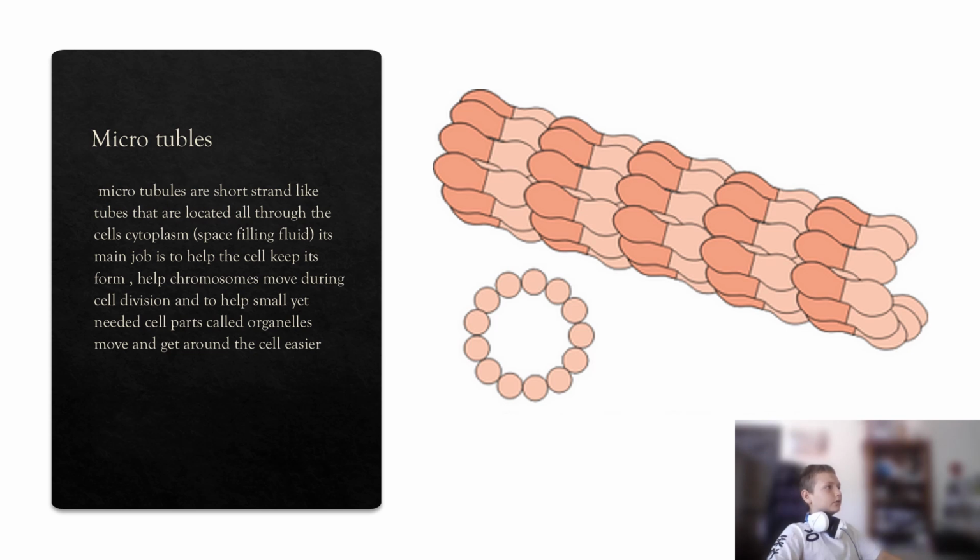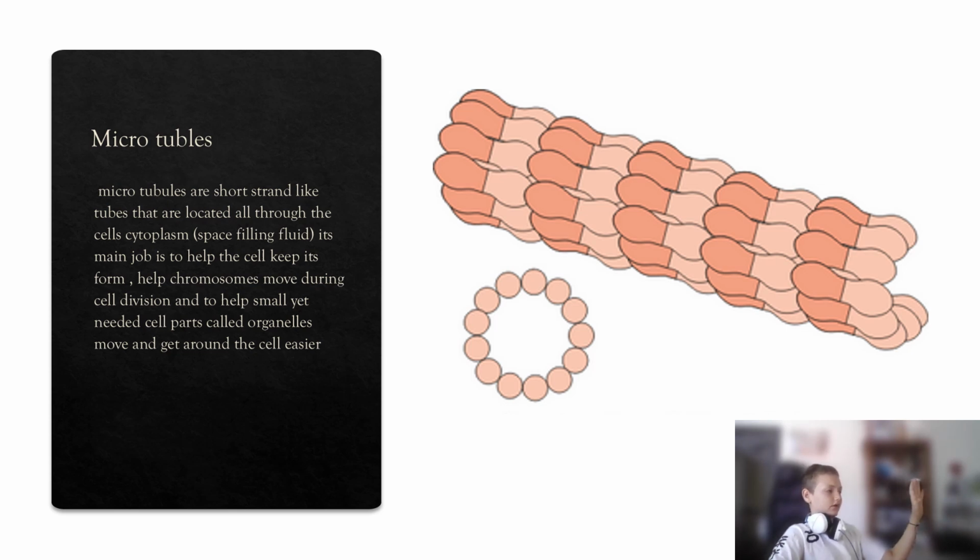The next part of the cell we'll be covering is not that prominent, but it is also important and it helps the cell. It's kind of like a skeletal structure of the cell overall. Microtubules are short strand-like tubes that are located all through the cell's cytoplasm, which I mentioned earlier at the start of the video or infographic, and it is the space-filling fluid. That is the cytoplasm, not the microtubules. Its main job is to keep the cell's form, as I mentioned, it's kind of like a skeletal structure.